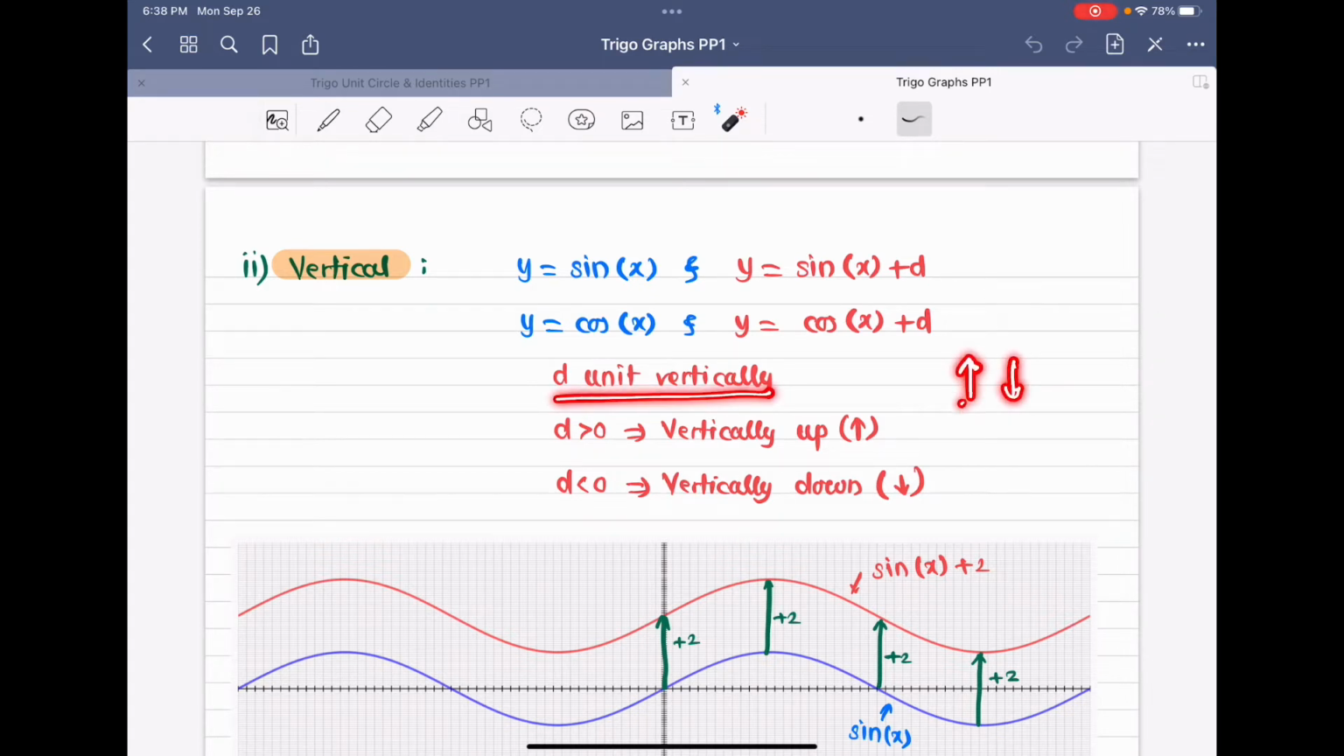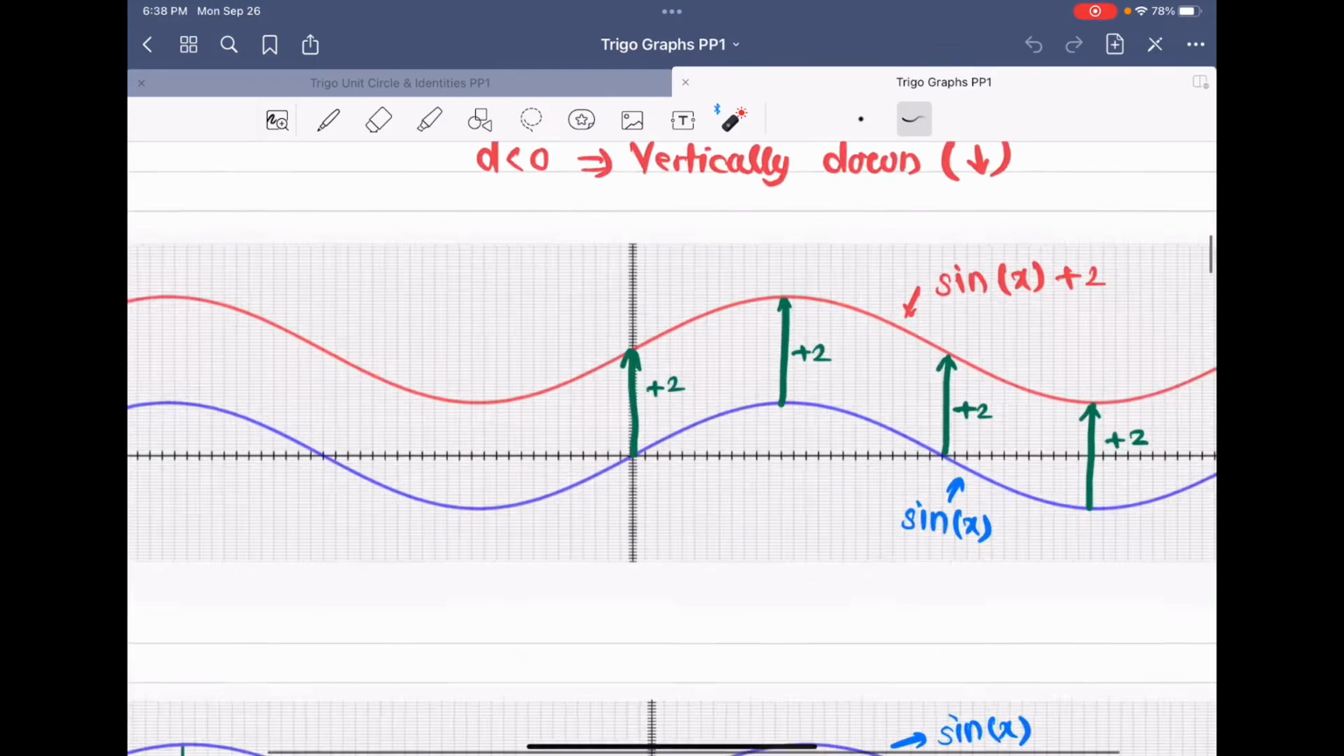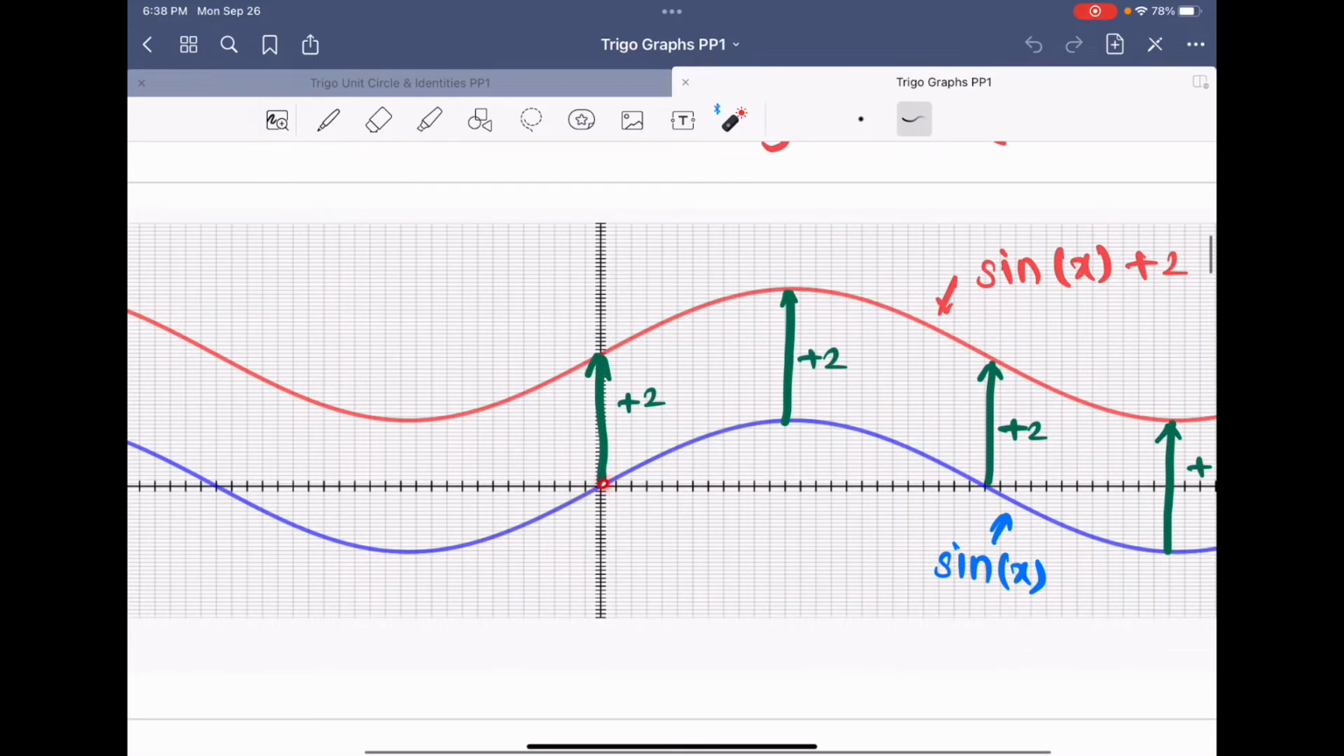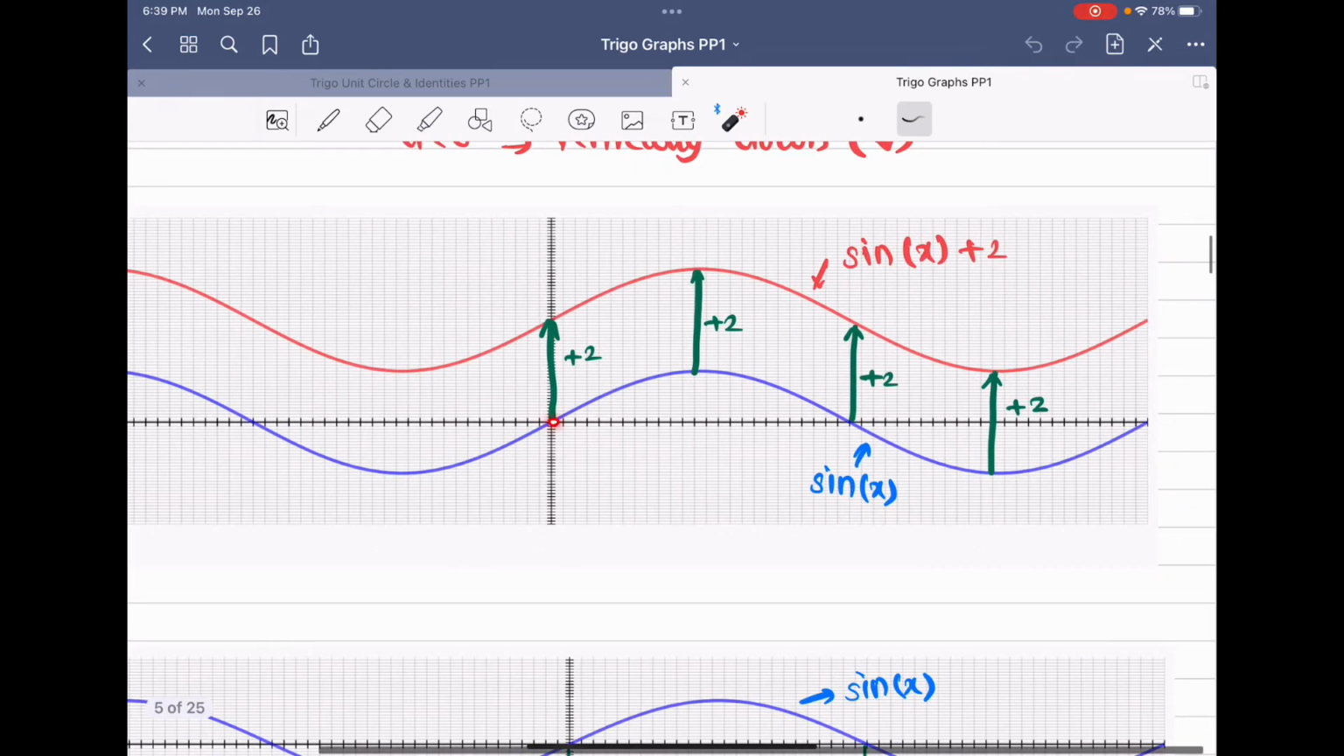But when is it upward, and when is it downward? When d is positive, that means if sine x plus 2, then your graph moves up. And when sine x minus 2 or sine x minus 3, the graph moves down. That means your y value is affected. So here, your blue curve is your original graph. I'm taking a sine x graph. Sine x graph starts from 0, 0.